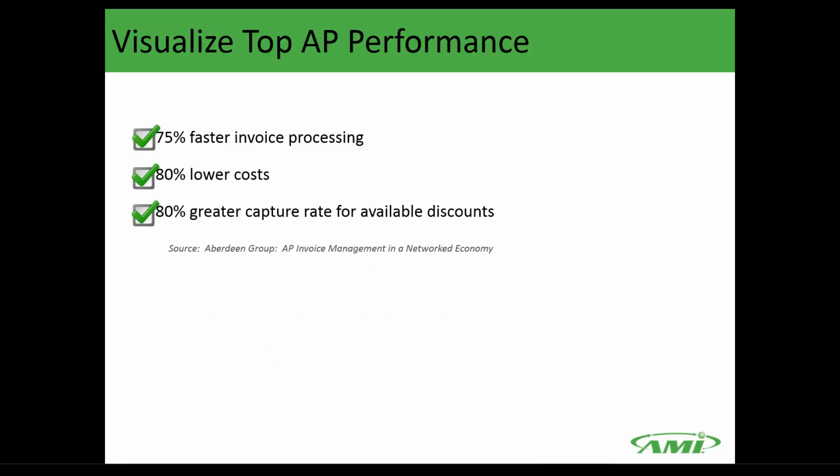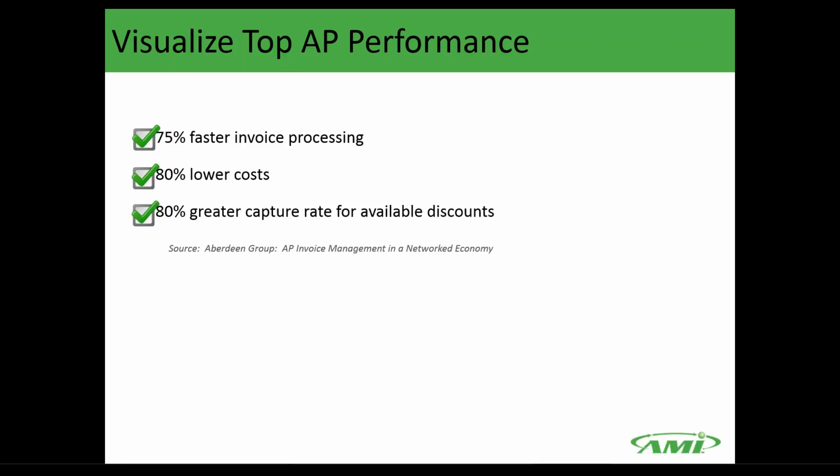So what does that look like from a dollars and cents standpoint? Well, the Aberdeen Group did a study a couple of years ago that looked at the top performers in accounts payable and found that the top performers process invoices 75% faster. They have 80% lower costs and an 80% greater capture rate for available discounts. I mean, these numbers are staggering. And I don't know about you guys, but I'm pretty competitive, and I like to be in the top performer category and certainly like to help my clients be in a top performer category.